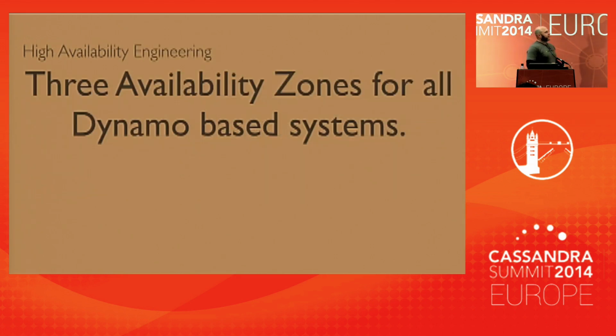Now, as you're getting into designing these environments, you're going to start to think about high availability engineering. So for all the things that are Dynamo-based, like Cassandra, a bit of Zookeeper perhaps, some Kafka and things like that, generally there's 3 availability zones, or racks, or whatever it is, 3 somethings, 3 places where things can fail.